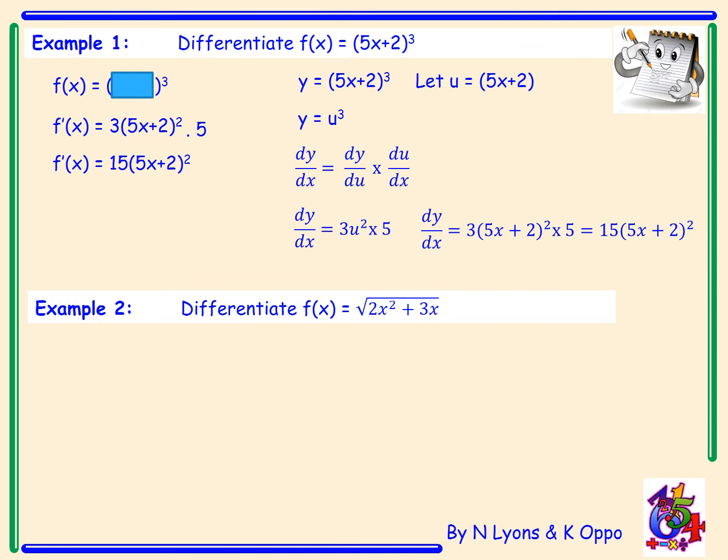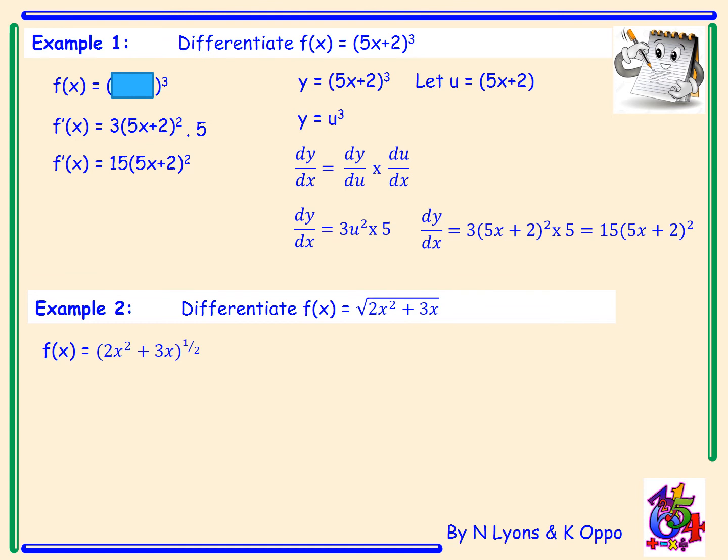Example 2 then, back to basics. Differentiate f of x equals 2x squared plus 3x, and it's got a square root over the whole function. Okay, so I'm going to prepare that first. I'm going to take the square root and call that the power a half. So I've got f of x equals 2x squared plus 3x to the power a half. I can differentiate that now.